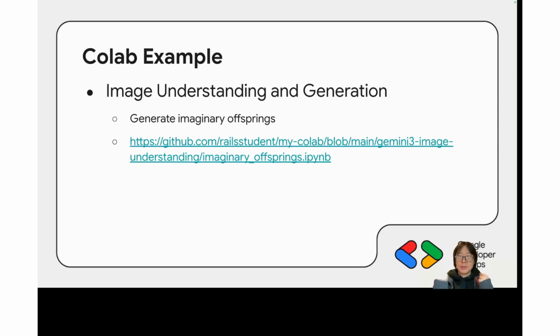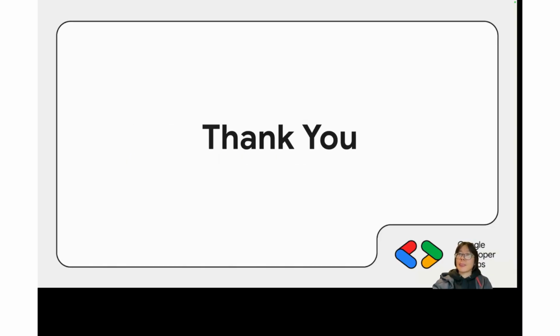So I have 2 images. I need to make sure that one of them is a male and the other image is a female. They are a couple, and I use these images and ask the model to generate a new image with the imaginary offspring. Oh, yeah. So this is the end of my talk.